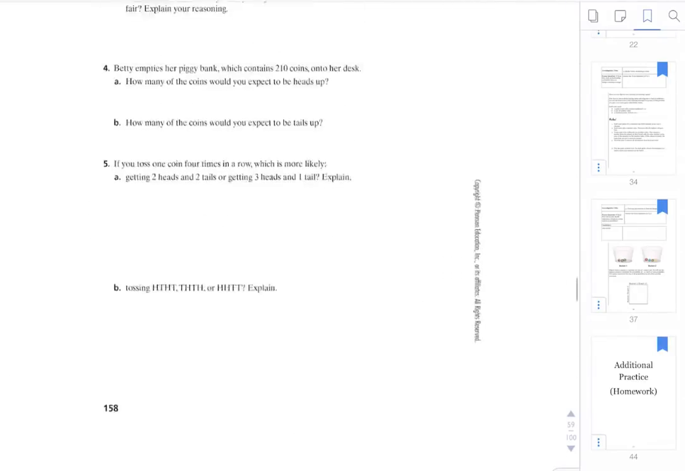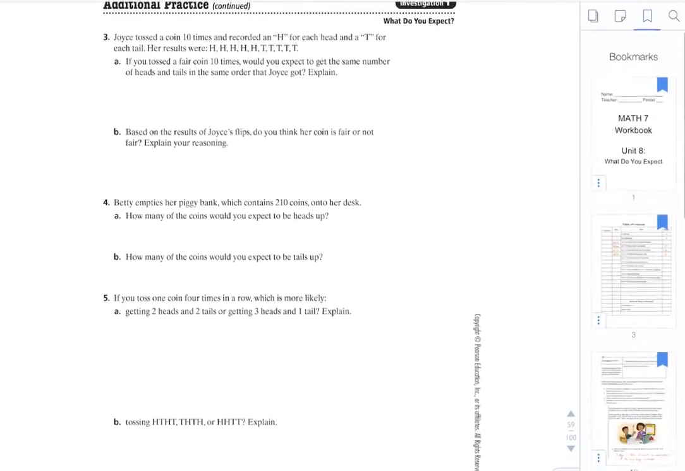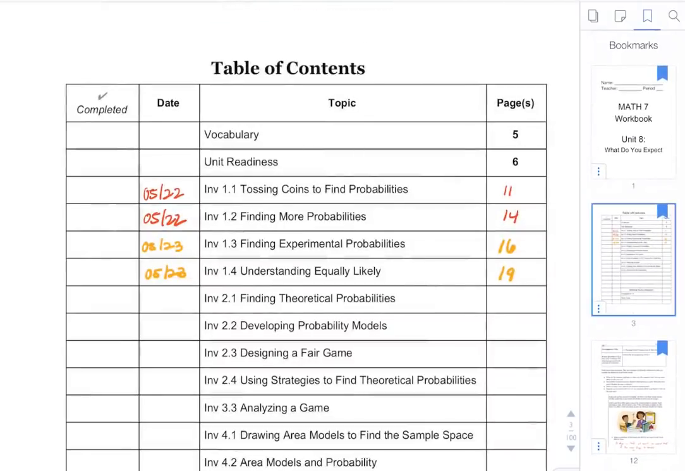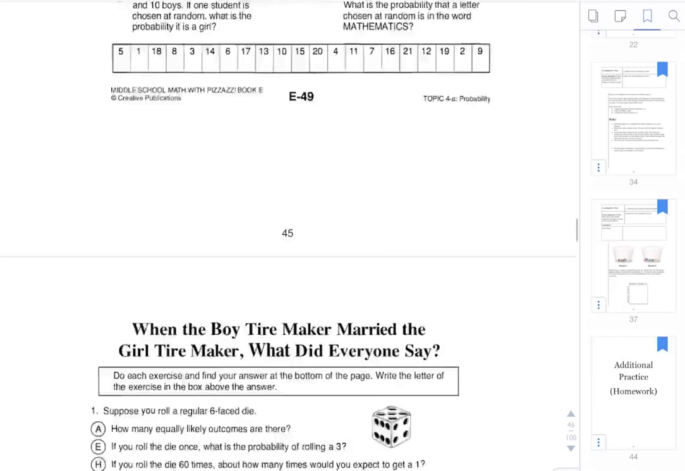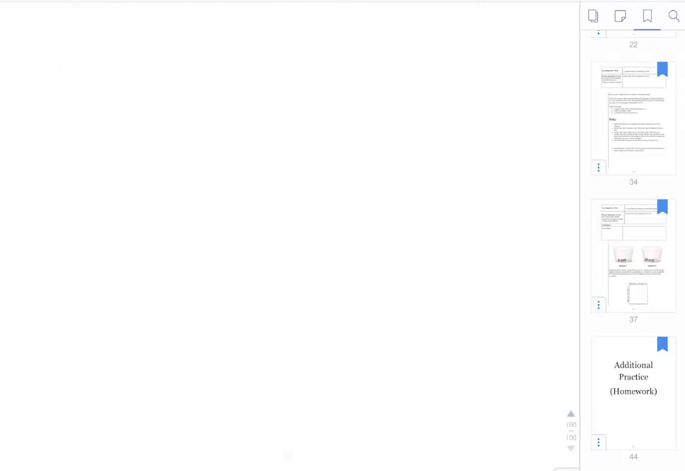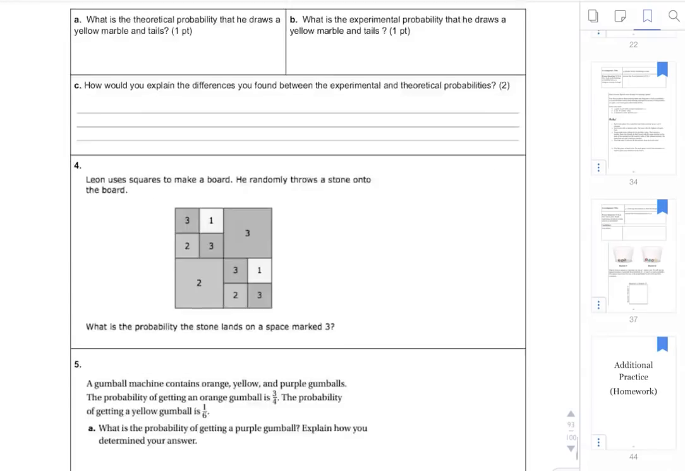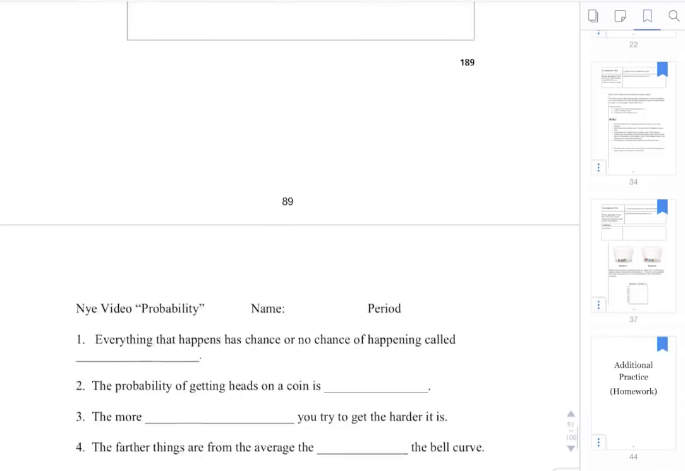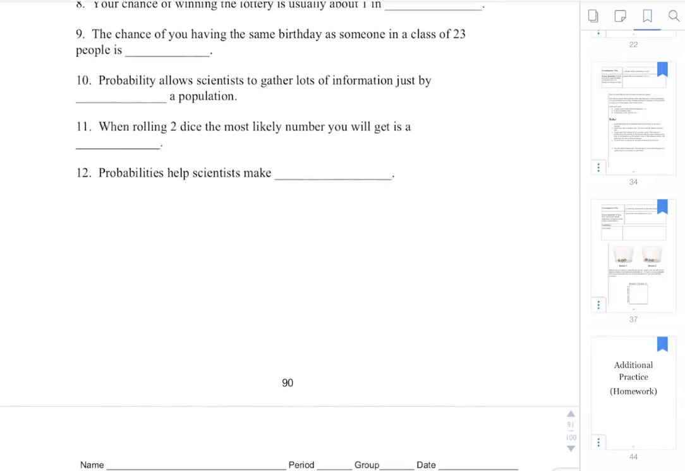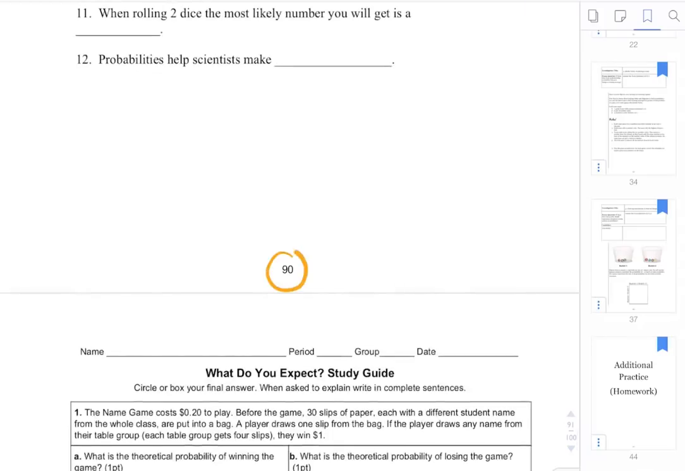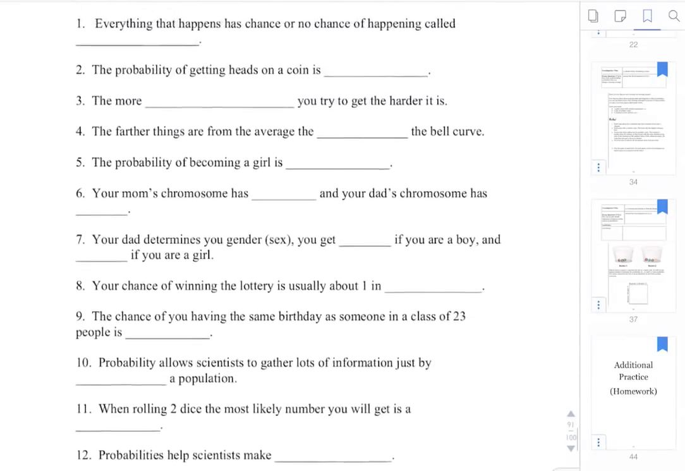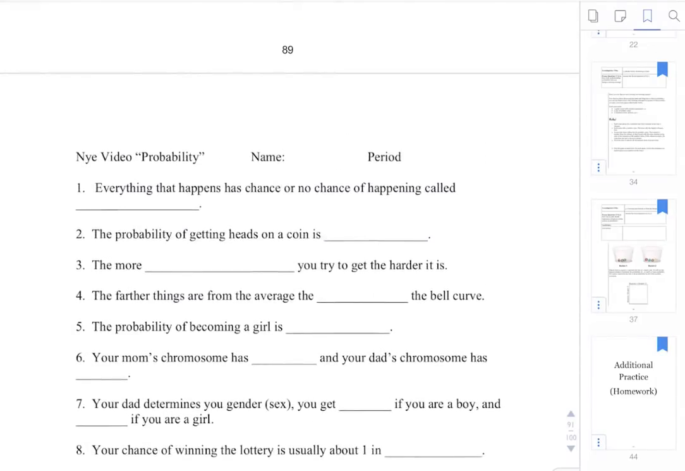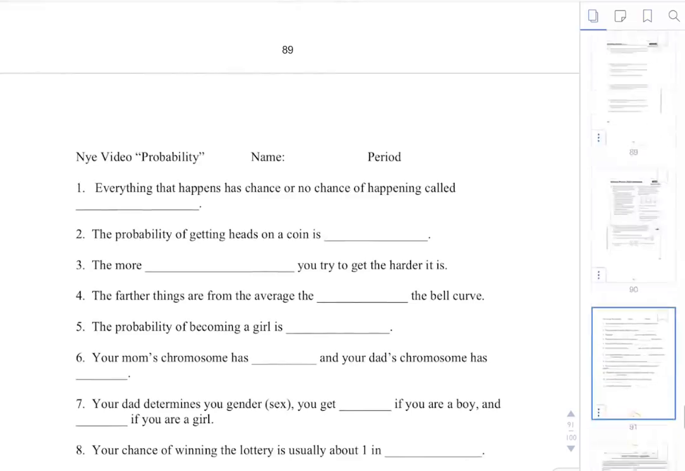The last 45 minutes of class, the sub will put on the Bill Nye video, and before I forget, the Bill Nye video is based on probability, and probability has a worksheet for the Bill Nye. It is on page 90 in your book. I believe it's page 90. It's right before your study guide. So look for it, make sure it's on the right page for the Bill Nye video.